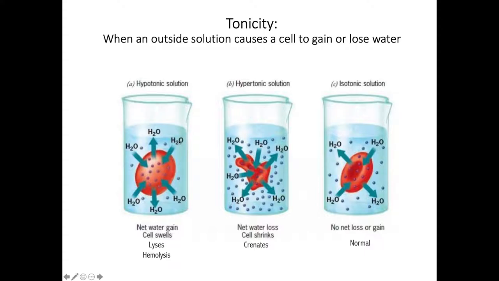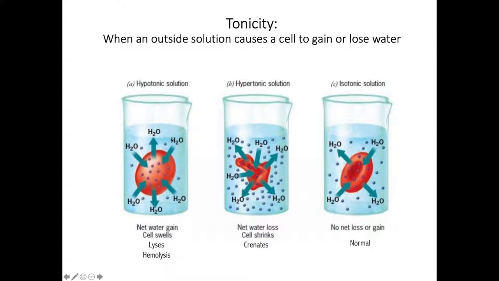Well, water is going to go from a high concentration to a low concentration. And that means that on the outside, it has a higher amount of water. The inside of the cell has a lower amount of water. So this water is going to passively go from the outside of the cell and then into the cell. And that's just osmosis. That's just passive transport. So if water goes into the cell, that means the cell will gain water. It'll swell up. It can burst. It can lyse. And if it's a red blood cell, it specifically undergoes hemolysis. It'll burst.